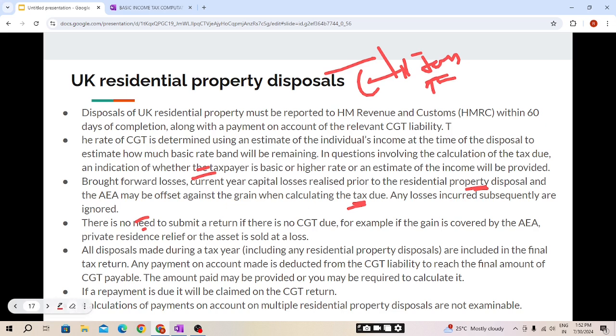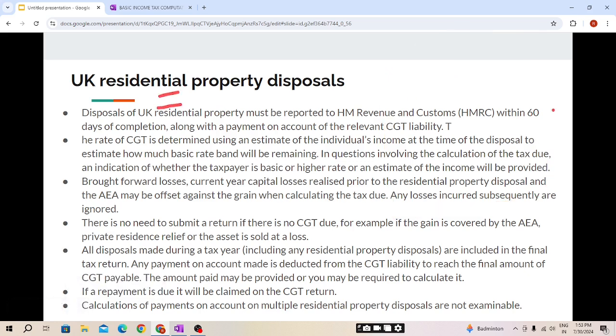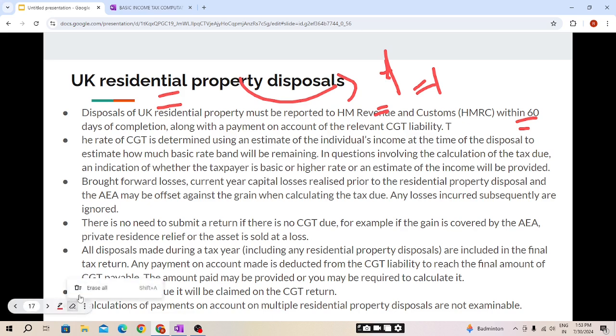But when coming to the final computation, there are no issues: residential and other. As we know, whenever there is a gain on residential property, we need to pay within 60 days. The computation will take the chargeable gains up to the date of disposal; whatever losses you have incurred, whatever brought forward losses and the AEA, you can set off. You can then calculate your residential property gain and the CGT amount, and within 60 days it needs to be paid to HMRC.